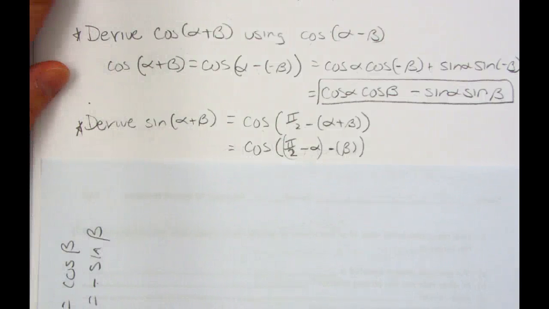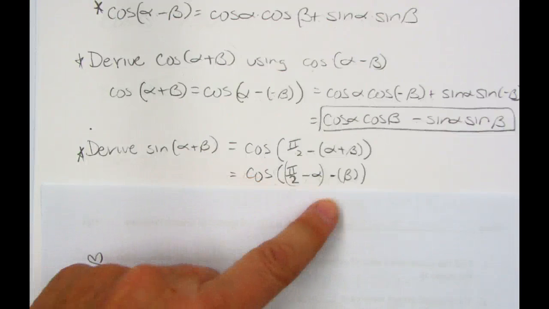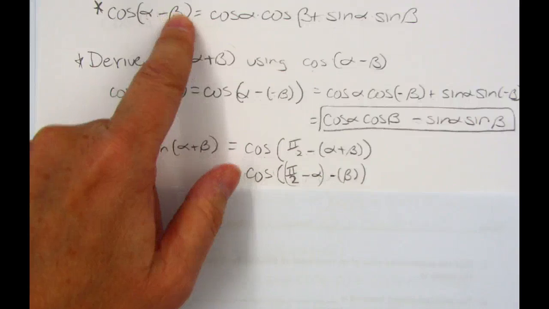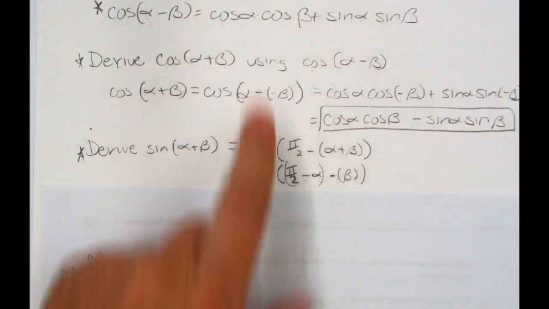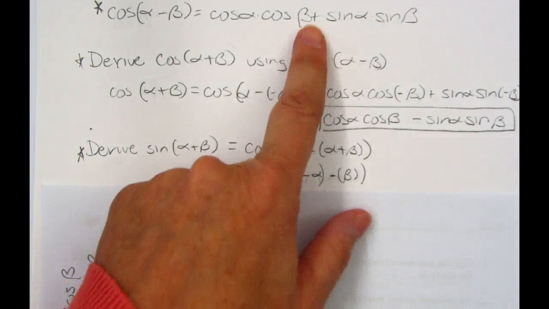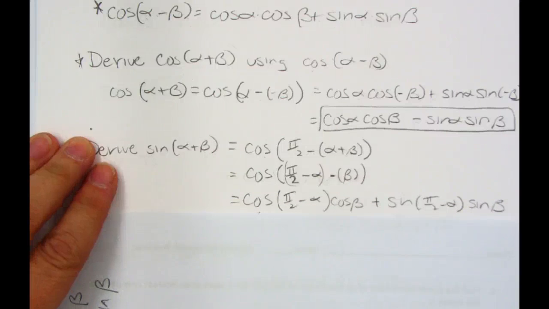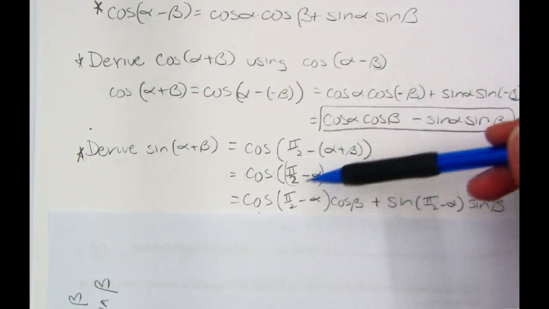Now, what am I using again? I guess I better scoot it down. I'm going to use this kind. There's cosine, there's a minus, there's a first, and there's a second. So I'm going to use this right here. And so wherever I see an alpha, I'm going to put this. Wherever I see a beta, well, I'm going to put the beta. So that's what I did. And I'll show you why I did that. So I just use the first one because it's a minus.